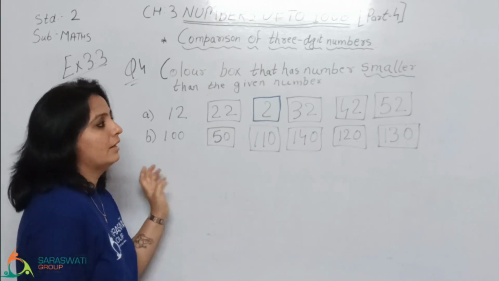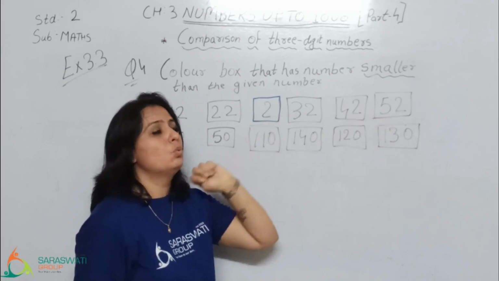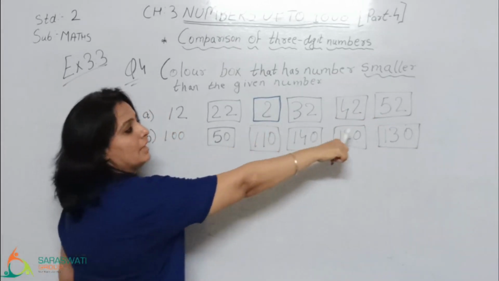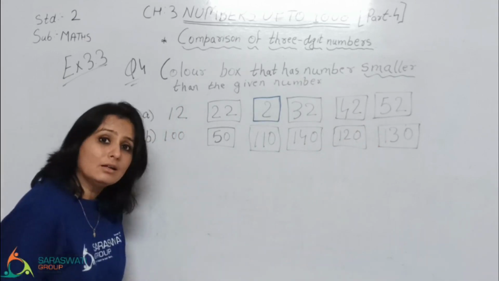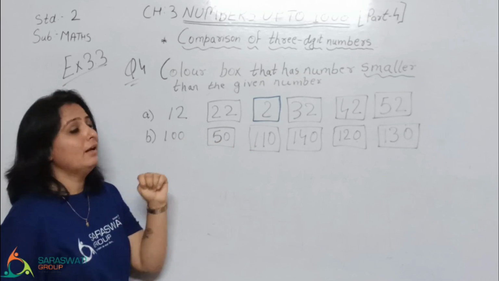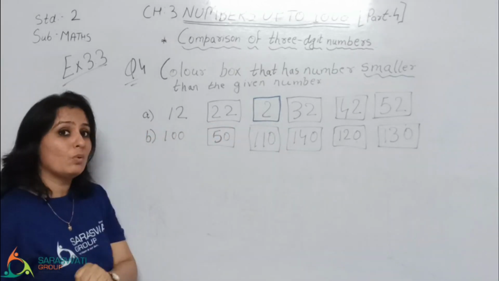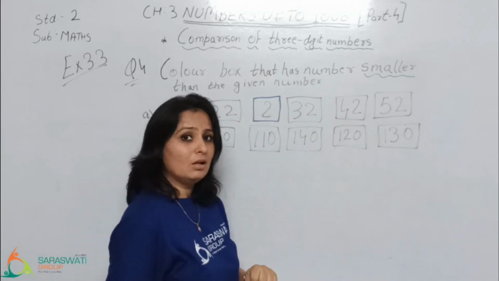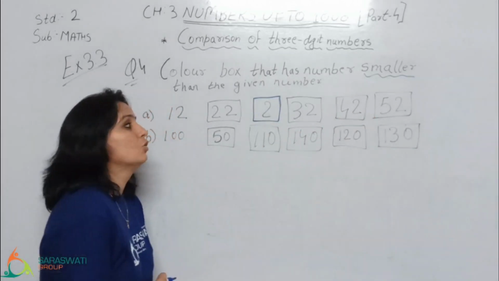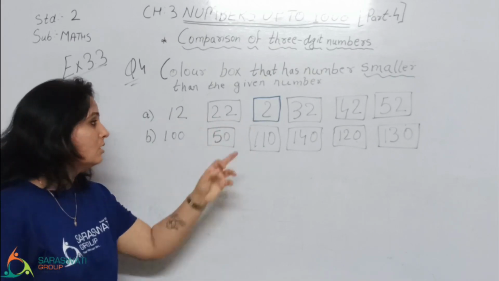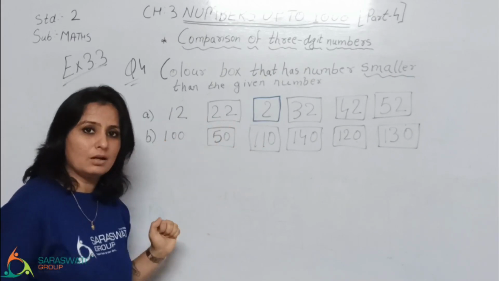Right. Next, 52. Tens place 1, tens place 5. Again, 5 is greater than 1. So we can say that 52 is greater than 12. But we want the smaller number. So this can also be not counted. Right. So the only number we got is 2. Right. So this is the number that you have to color.